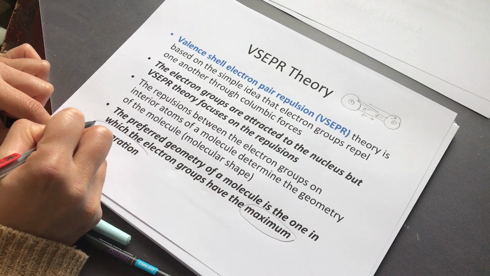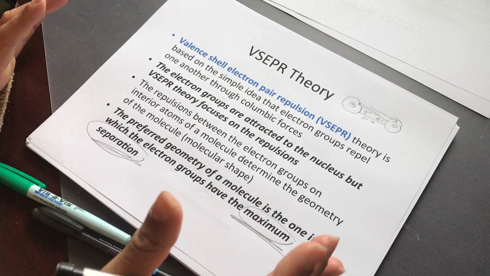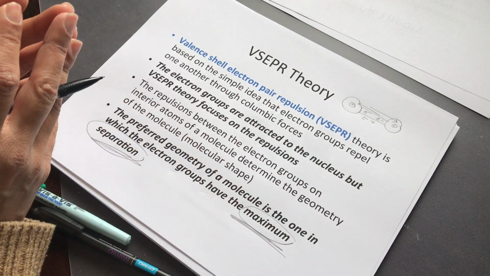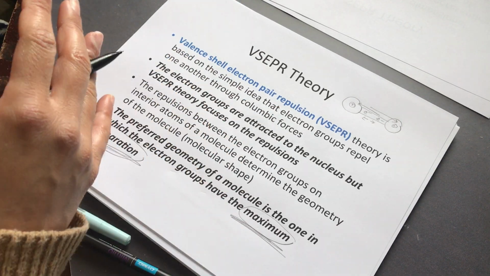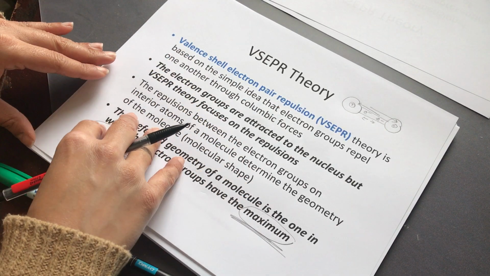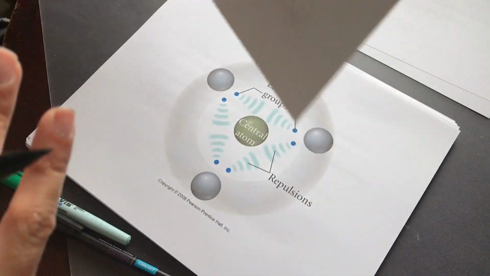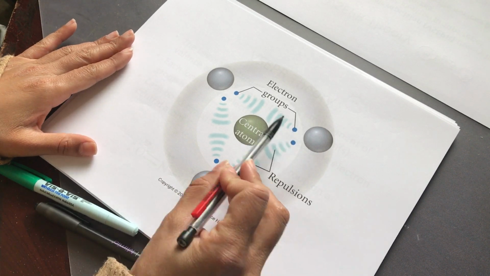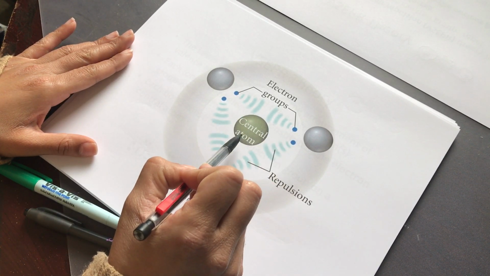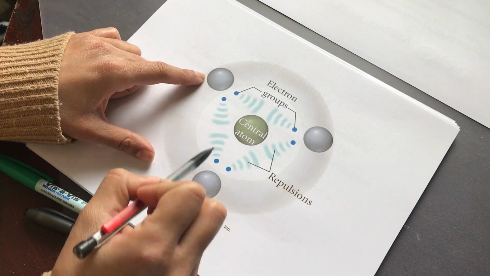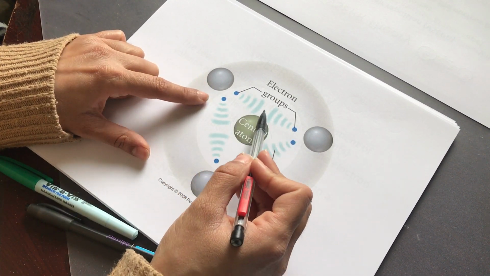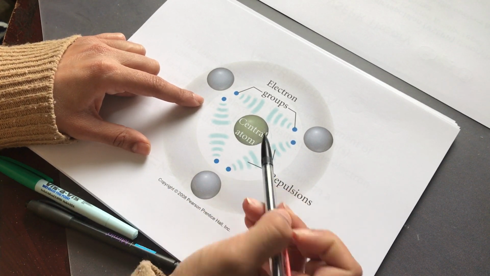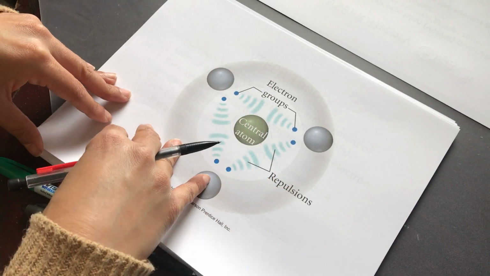Now, why is this important? Why do we want maximum separation? Electrons don't want to be together, so the most stable structure is to get those electrons as far apart from one another as possible. So, little diagram here. You see that the electron groups are repelling each other. If we have this as my central atom and I have three bonds around it, the electrons in the bonds are repelling each other and the electrons from the other bonds, whereas attracting towards the central atom, causing a different shape.